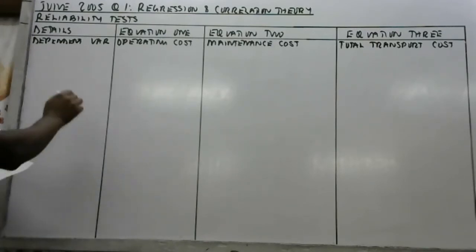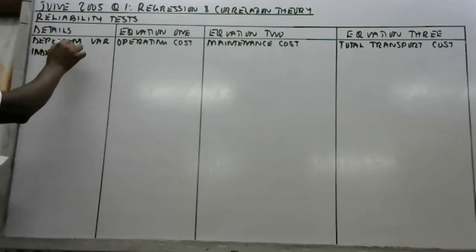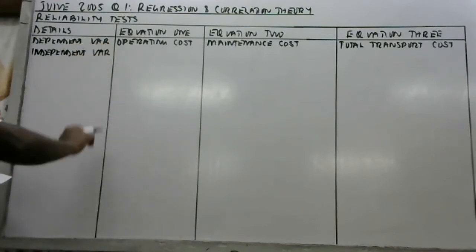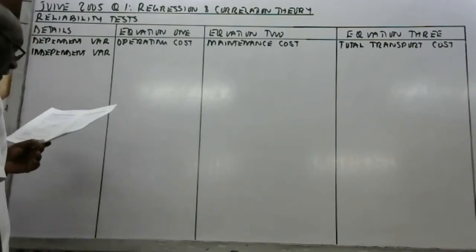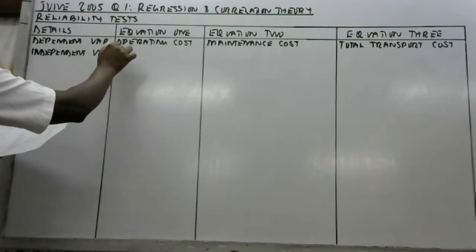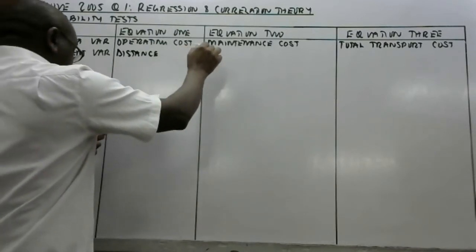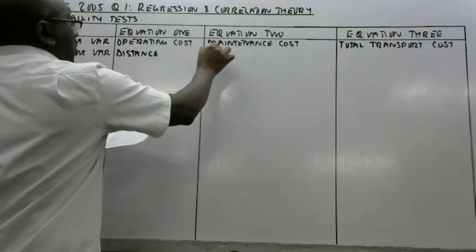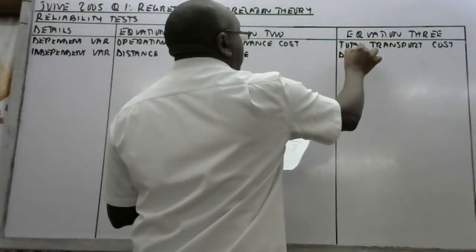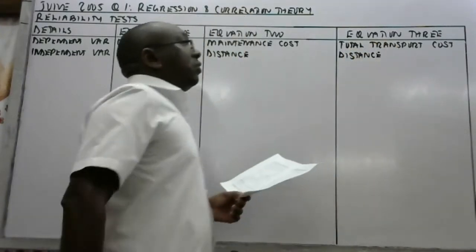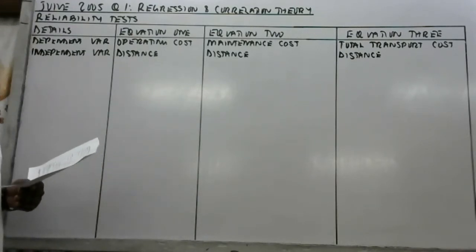The second basic that you need to establish is the independent variable. Independent variable in that equation. In equation 1, the independent variable is distance. Distance covered. The same case with equation 2. It is also distance. And then it is also distance in equation 3.